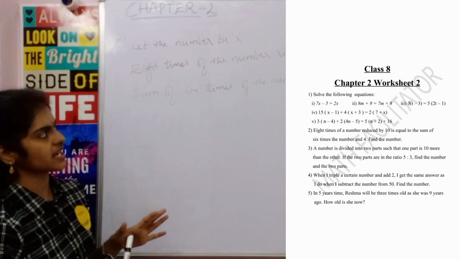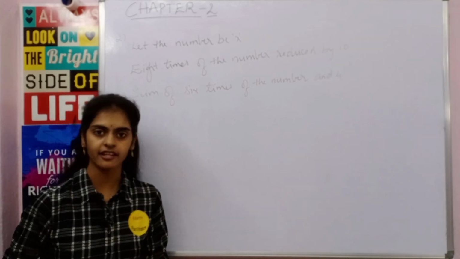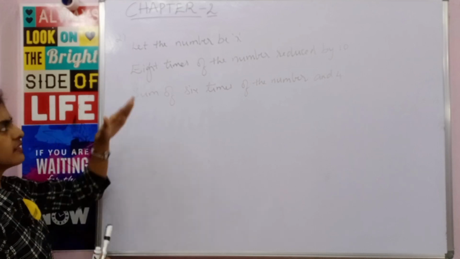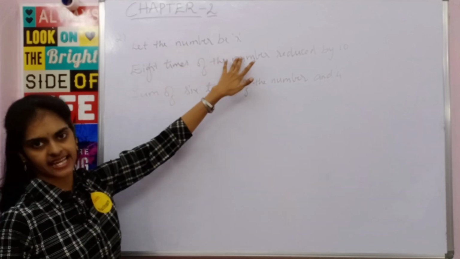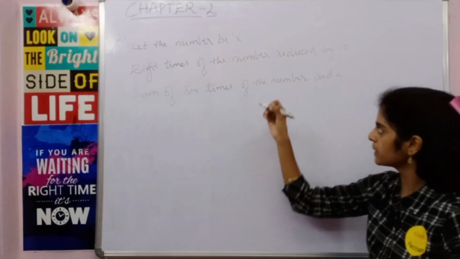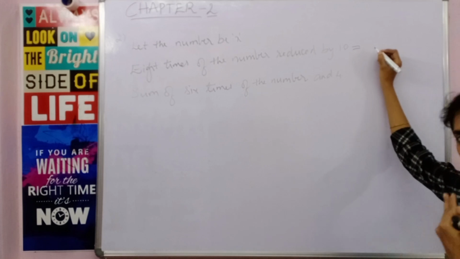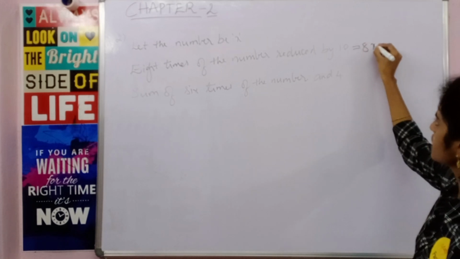8 times of the number reduced by 10 is equal to sum of 6 times of the number and 4. Okay, so now let the number be x. Okay, now what is 8 times of the number? Now the number you have taken is x, so what is 8 times? Nothing but x multiplied by 8. Okay, so it gives you 8x.